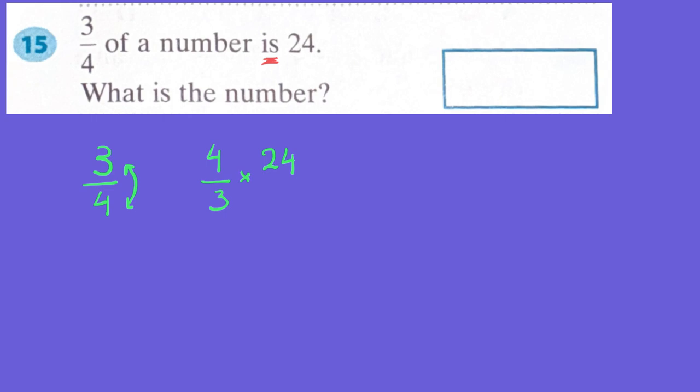So to do that, we multiply 4 by 24 and divide it by 3. Now I can do some simplification by dividing 24 by 3, and that's going to be 8 here. So my number is looking at 4 times 8. And 4 times 8 is equal to 32. So the number will be 32. And 3/4 of that number is going to be 24, which is correct.